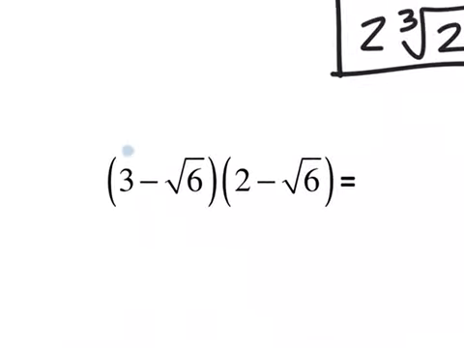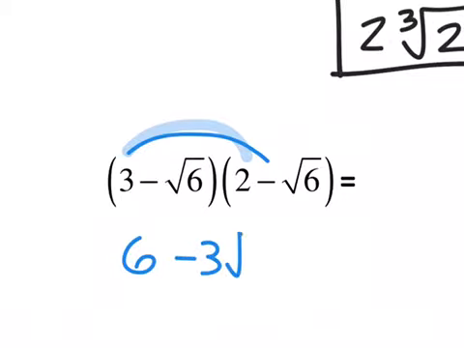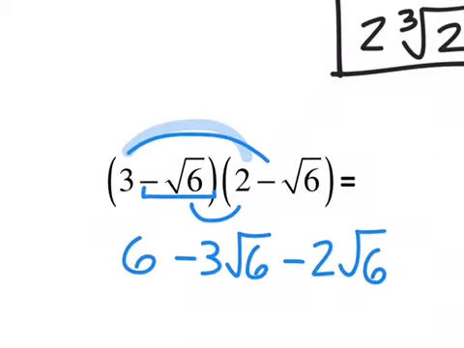All right, so we do the FOIL process. 3 times 2 gets us a 6. Then we have a negative 3 square root of 6. Here we'll get a negative because there's a negative in front of the square root. Negative 2 square root of 6.